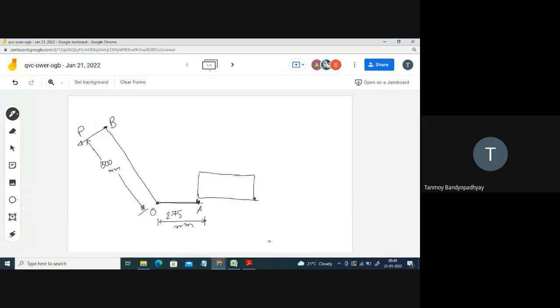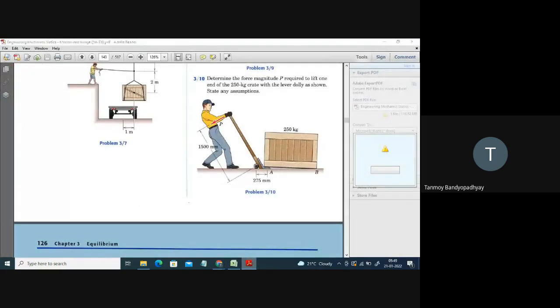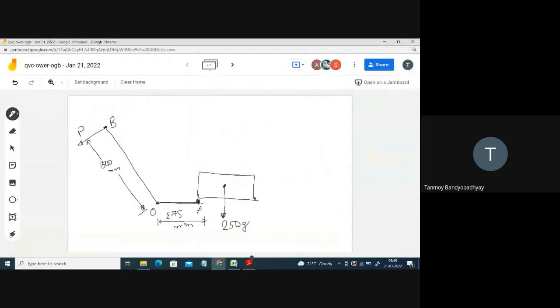No friction is there at the point A. So number one assumption is friction will be 0. Number two assumption is the total weight of the body is 250 into G, where G is 9.81, acting downwards. I am assuming that this weight is equally distributed at both these points A and B.